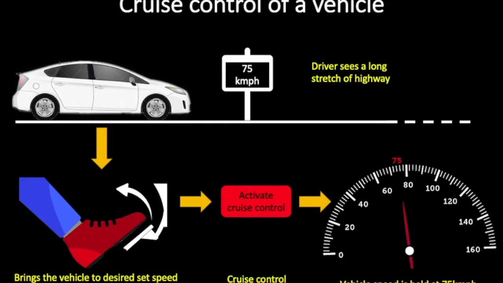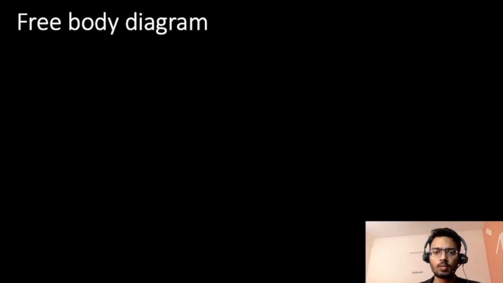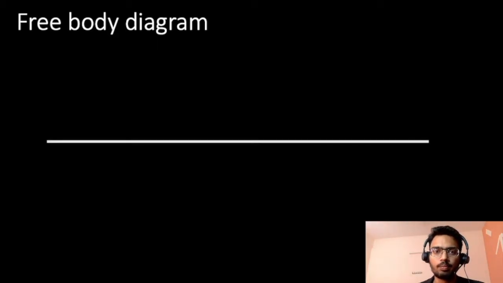Now we will look into some mathematical modeling of this cruise control system so that we arrive at mathematical equations which we can use to build our simulation later. To arrive at equilibrium equations of the vehicle, we'll first look into the free body diagram just to know what all forces are acting on it and what equations can be drawn out of it.